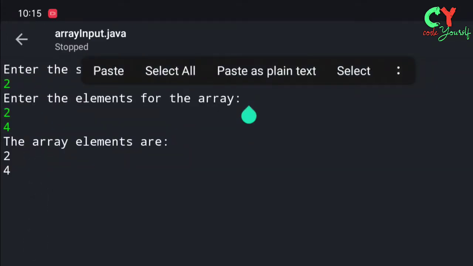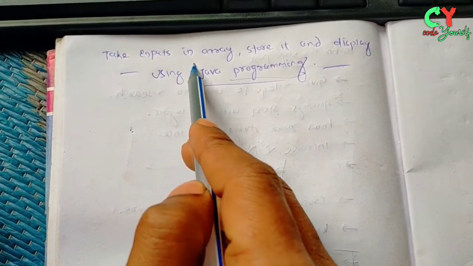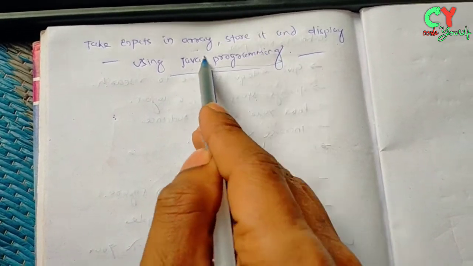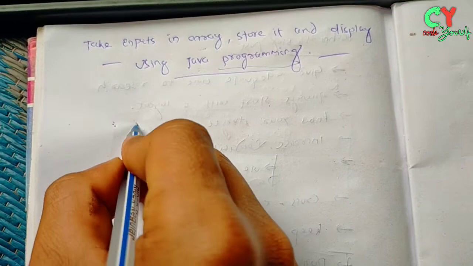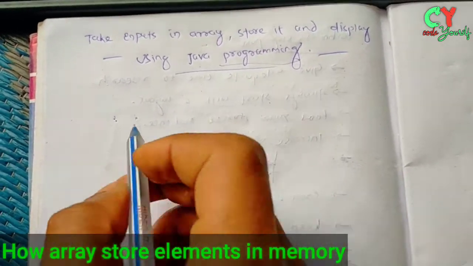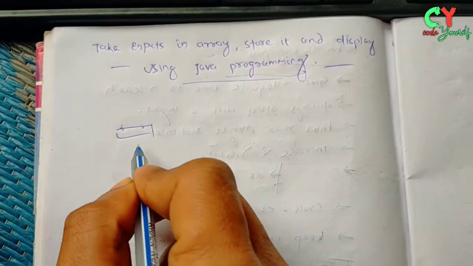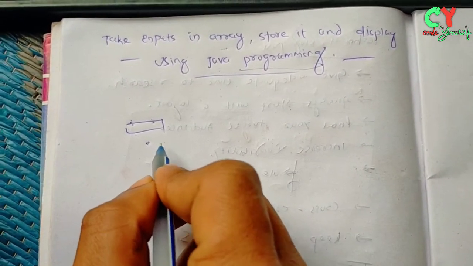I will first discuss the logic part of this video, then I will write the code in mobile. In this video I'm going to discuss with you how to take user input in an array and display it using the Java programming language. First of all, we have to know how an array stores elements in Java. We all know an array can store multiple elements of the same data type.